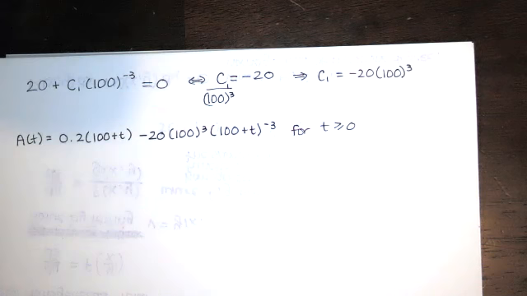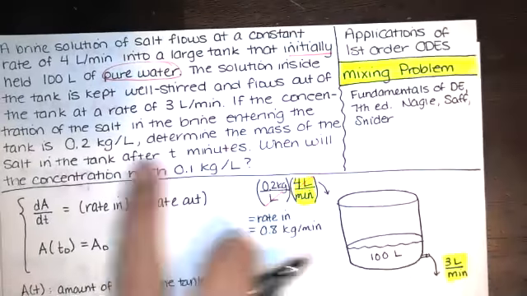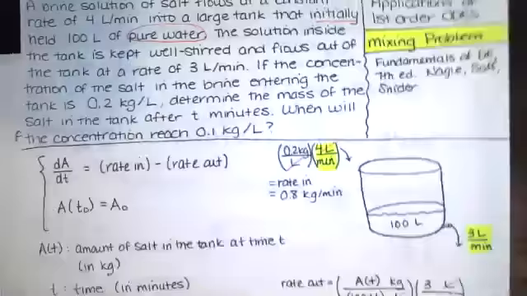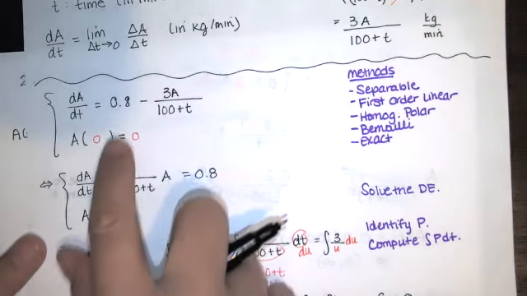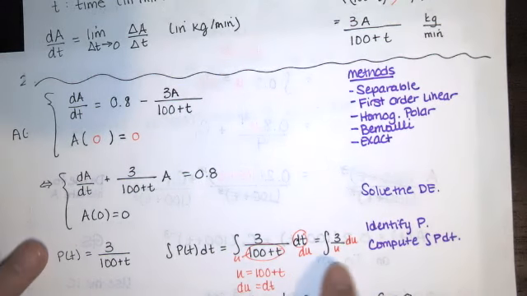Okay, now the first question said, determine the mass of salt in the tank after t minutes, and that's what we just did. We set up the differential equation. We said rate in minus rate out is that. Got this initial condition, so we solved the IVP.